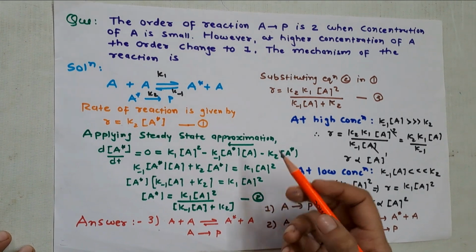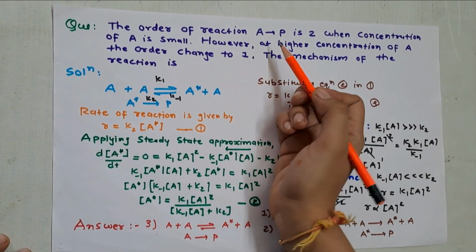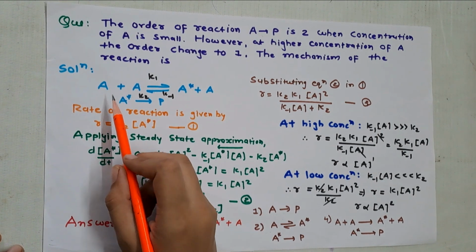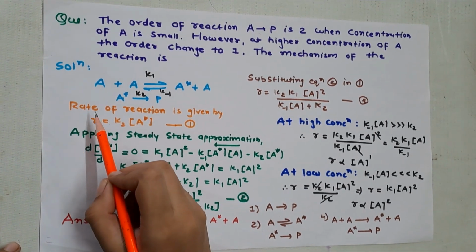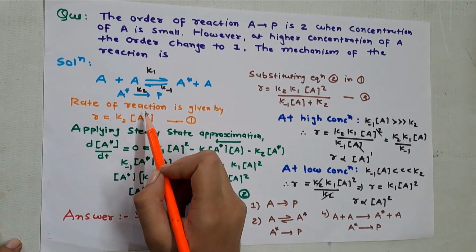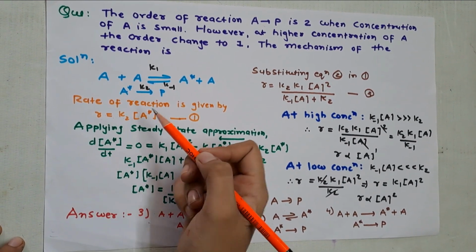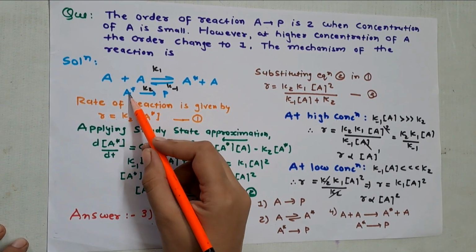Hello everyone, in today's question we have to find the mechanism of this reaction. So this is a mechanism. Now we will find out the rate of the reaction. So the rate of reaction R is equal to K2 into the concentration of A star.